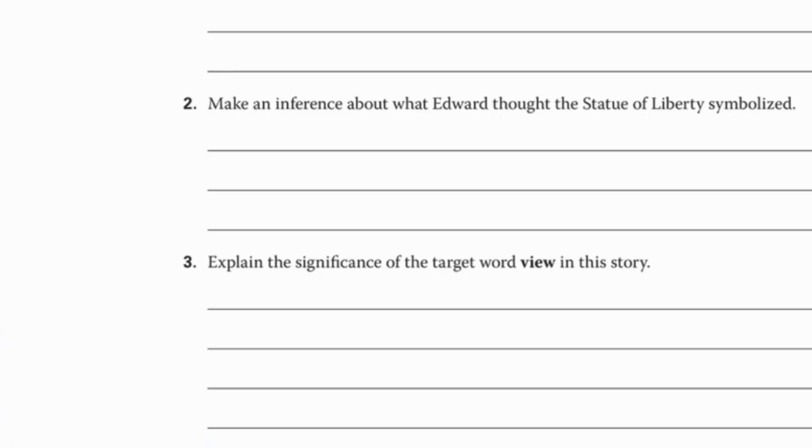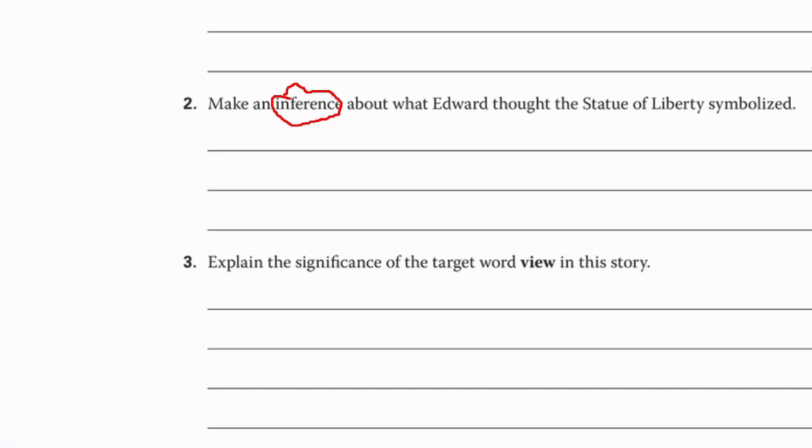Number 2, make an inference about what Edward thought the Statue of Liberty symbolized. When you infer, or when you make an inference, oh, that's a nice circle, huh? You draw logical conclusions based on presented information. So you use the information from the text and what you already know from your knowledge to come up with what you think Edward thought the Statue of Liberty symbolized.